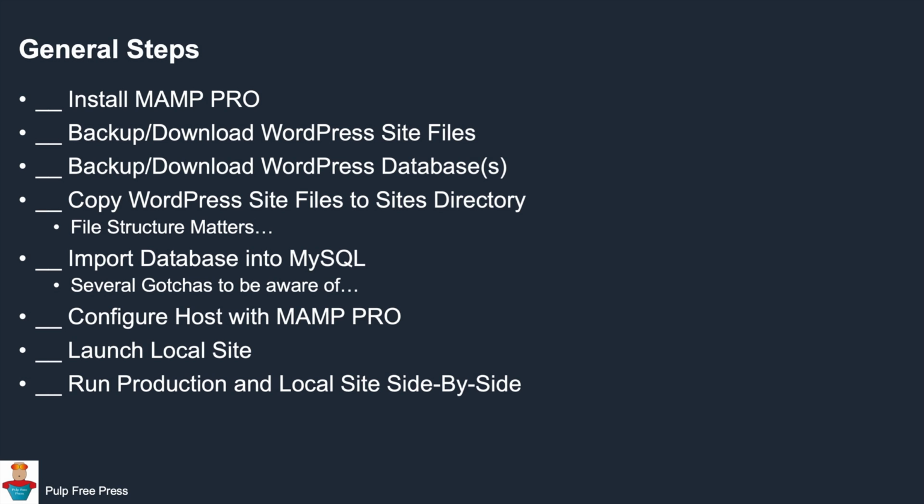And finally, when you've got both the site files in place, and the database imported, then you configure your host with MAMP Pro. If you want to run the site side by side, like your production site and your local site, the local site has to have a different name. I usually just put .local.com to differentiate between the two sites, and that lets you know when the local site is running. You can see from the URL that you're actually on the local site versus the production site.